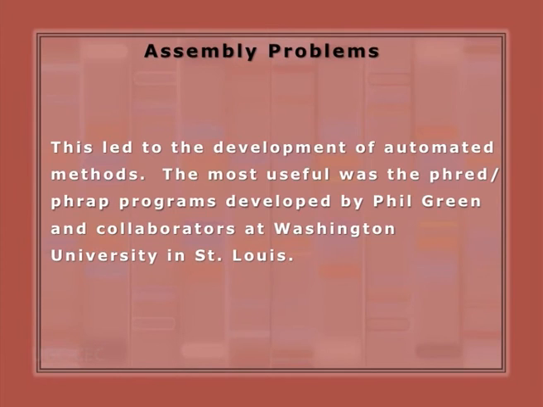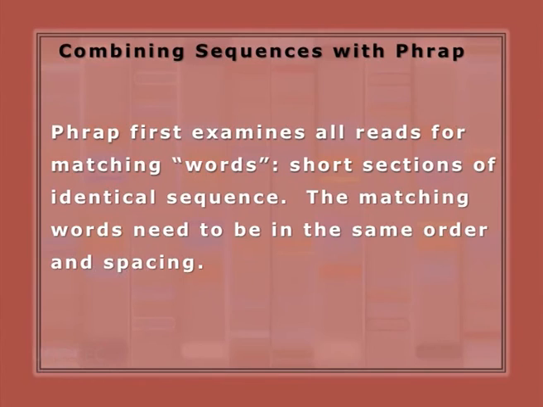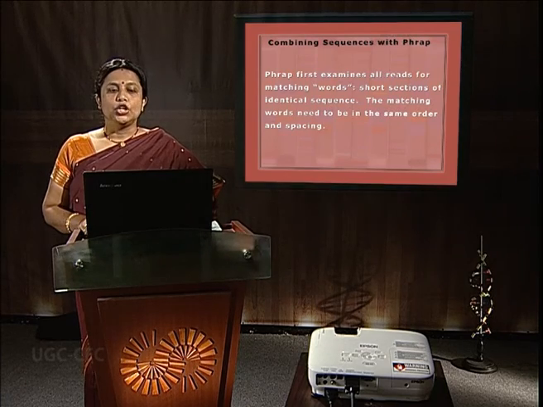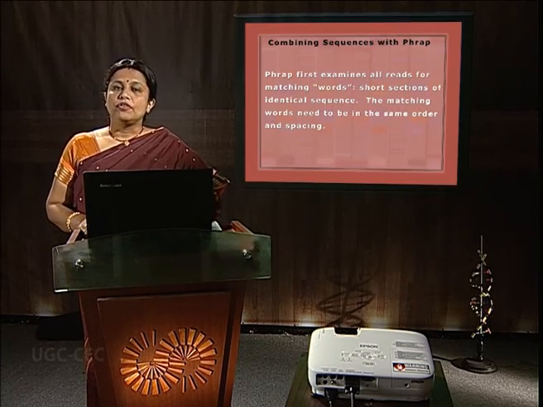PHRED/PHRAP programs were developed by Phil Green and collaborators at Washington University, St. Louis. They initially developed the softwares which can very efficiently align the sequences and make a continuous read. And finally, PHRAP first examined all the reads matching the words, and then they were aligned together. This technology is working really nicely to carry out the sequencing of larger genomes, and we have already gone through the Human Genome Project.